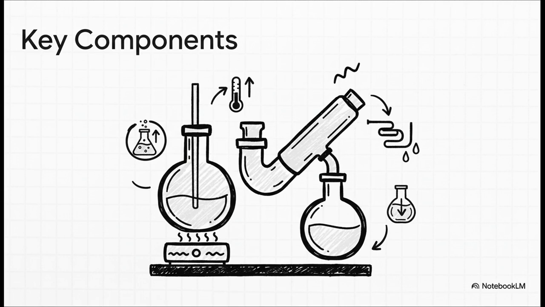Okay, so here's the basic setup. You've got your heat source at the bottom and the distilling flask, which holds your liquid mixture. As you heat it, the vapor rises and the temperature is measured by a thermometer. This is super important because it tells you what's boiling. Then, the hot vapor travels into the sidearm and goes into the condenser. This is a tube with cold water flowing around it, which cools the vapor back into a pure liquid. And finally, that liquid drips down into the receiving flask. And there you have it, a purified liquid.